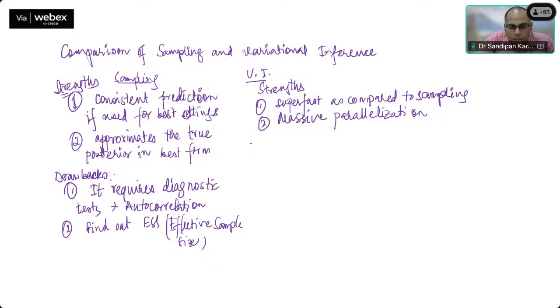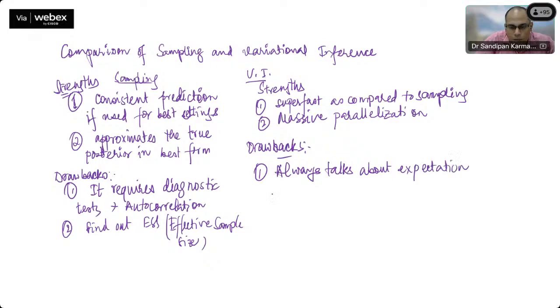But now coming to drawbacks. It always talks about expectation, and the variance of the posterior is underestimated. So this is the problem. This is the comparison of sampling and variational inference.